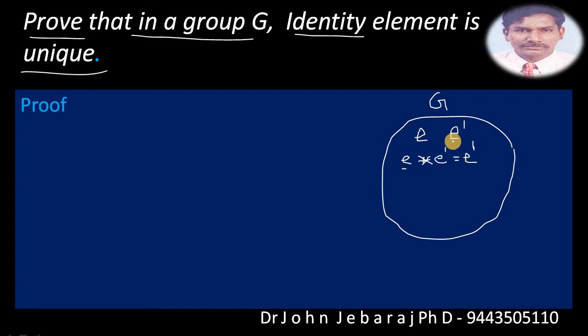Now suppose that E dash is another identity existing in this G. Then E dash is an identity element and E is not an identity element. Therefore, whenever the identity element is operated by the binary operation on some element, we should have the same element.